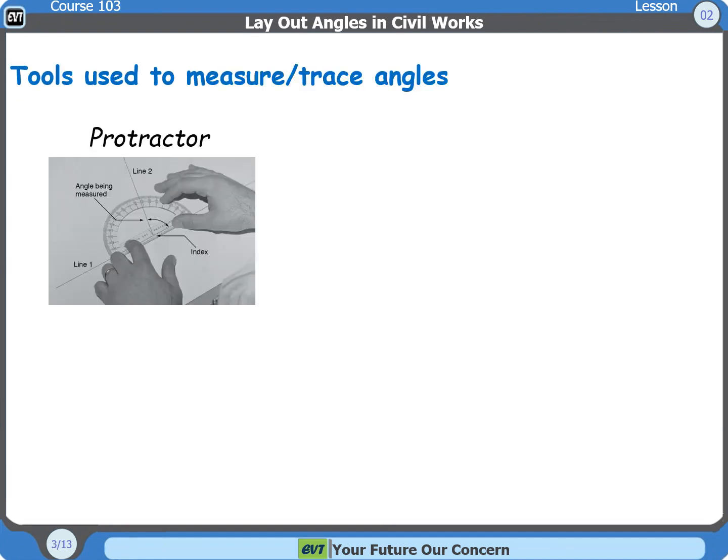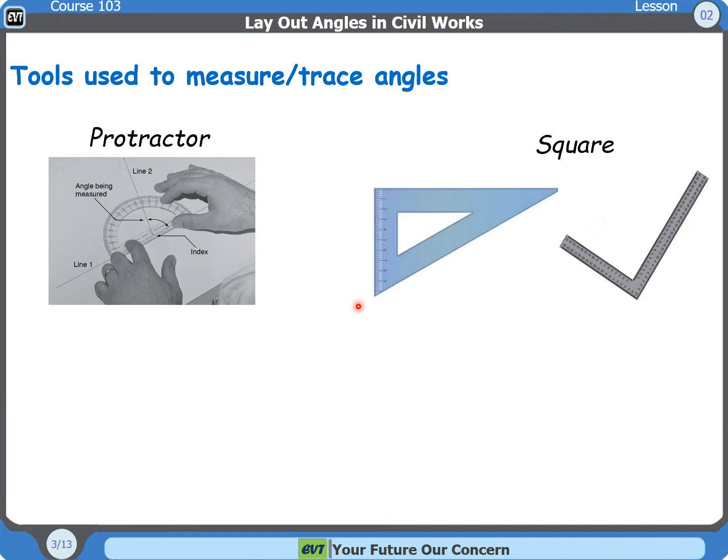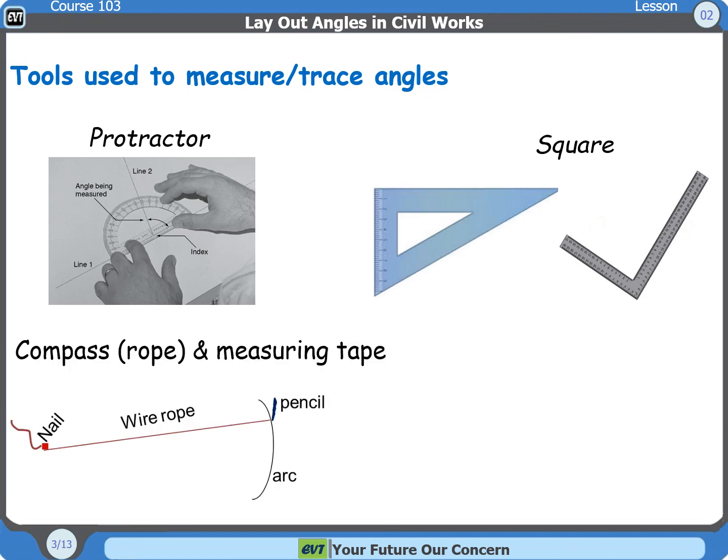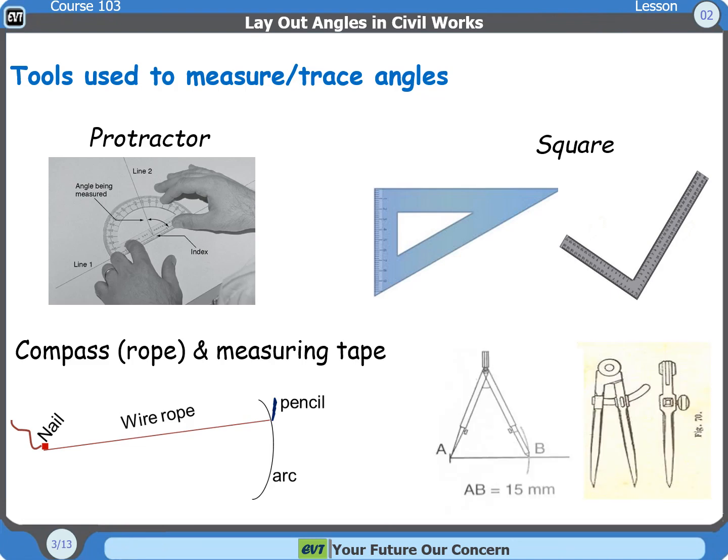We have tools used to measure trace angles. We have the protractor, a device normally used for measuring angles, especially on drawings and charts. We can also use a square, which gives you the ability to measure and mark precise angle dimensions. Other tools we have are compass, rule and measuring tape. It is a method used to set out a line perpendicular to the baseline starting from a point. We also use a compass to trace angles. These are the most used tools to measure or trace angles.